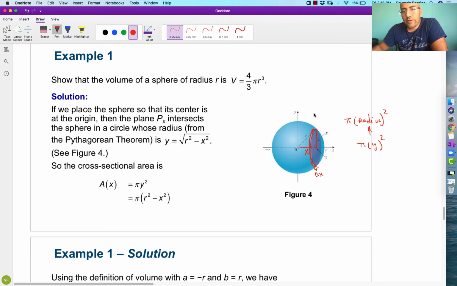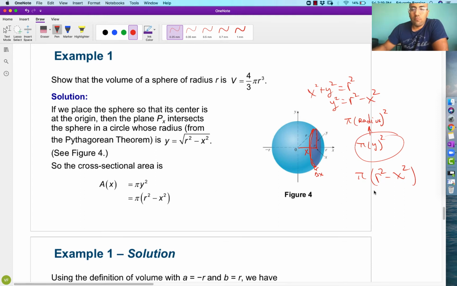Good. But also we know that x squared plus y squared equals r squared, Pythagorean, just like we did before. So if we solve for y squared, we get r squared minus x squared, which is where we use this formula, plug that in, and we get pi times r squared minus x squared. Right? That's what this is. So this is the area of the coin once you chop it up.